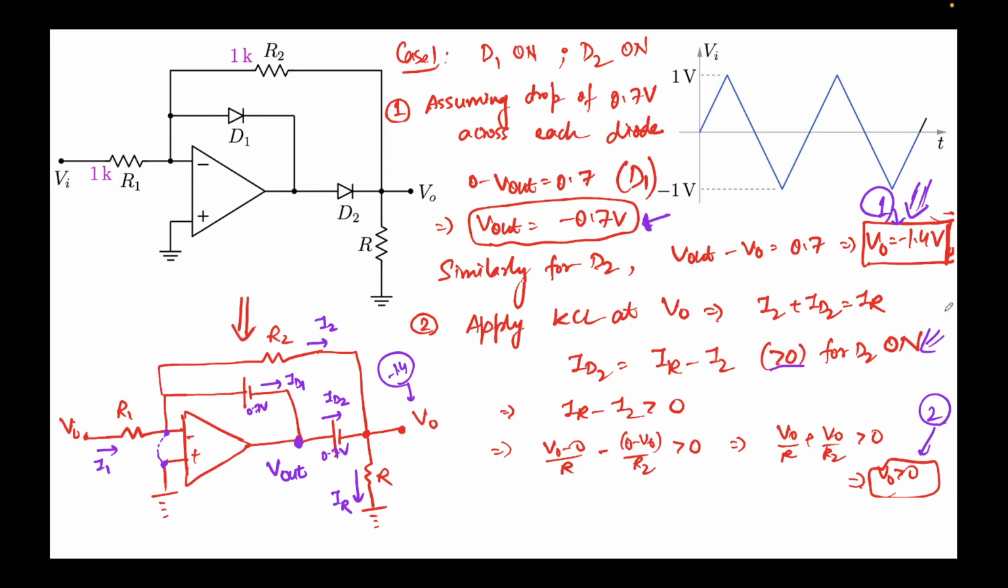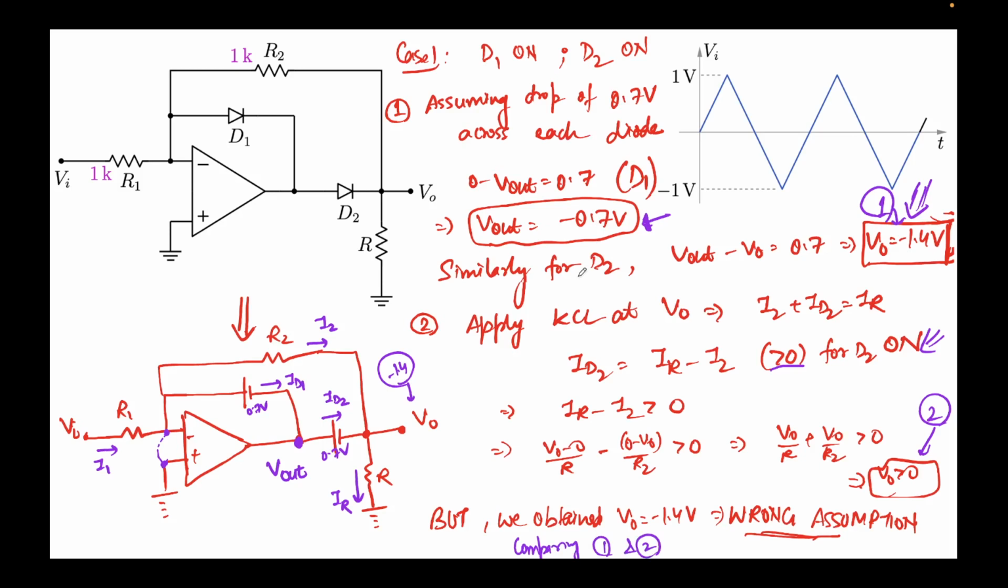Now if you compare 1 and 2, 1 says V0 should be minus 1.4, 2 says V0 should be positive. This cannot be true, right? We obtained V0 equal to minus 1.4, so this is a wrong assumption. So D1 and D2 both cannot be on simultaneously, right?